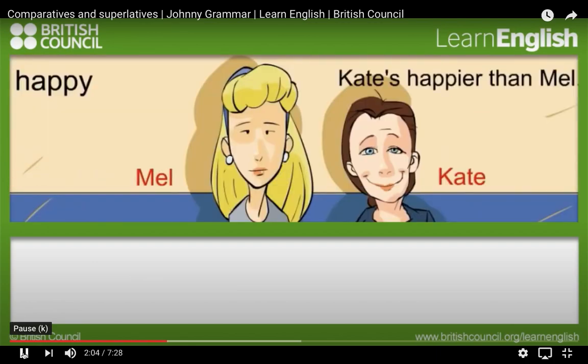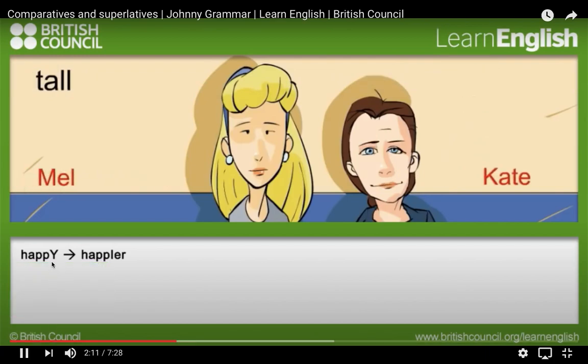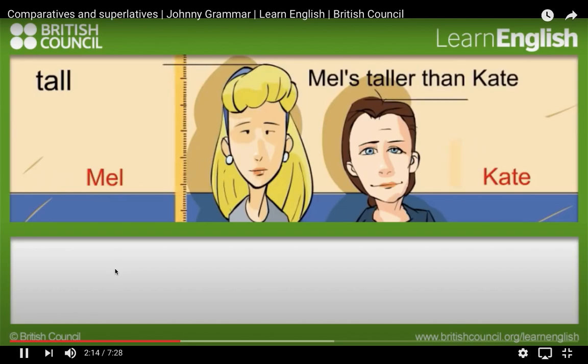Kate's happier than Mel. Let's go back to the y. Can you remember what happens to the y? Yes, it's changed to ier. So Kate is happier than Mel. Happier. Mel's taller than Kate. However, look at this adjective. This adjective is different. We've just put er. It's not like happy or heavy. We just add the er.